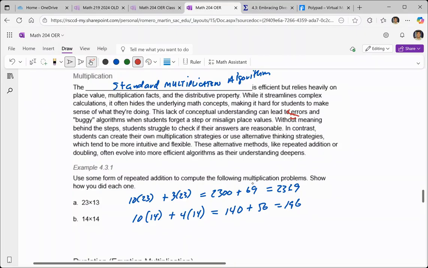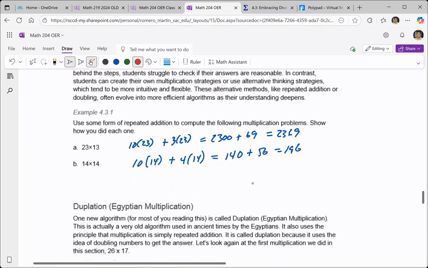One of the first things in this example is repeated addition, some form of that. If we know that multiplication is repeated addition, then we can solve these problems in alternative ways. So, for example, 23 times 13 can be thought of as 23, 13 times. So what that means is I need to do 23 times 10 and then 23 times 3. And so that's where you would get the 2300 plus 69. And then there's your total.